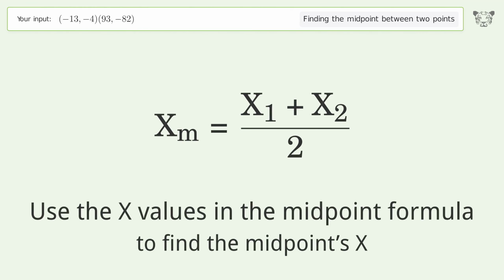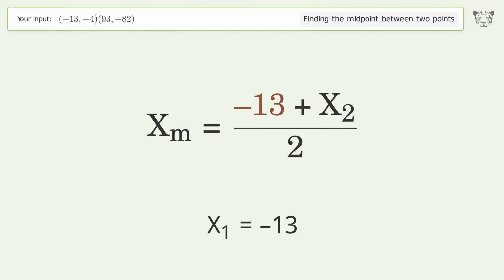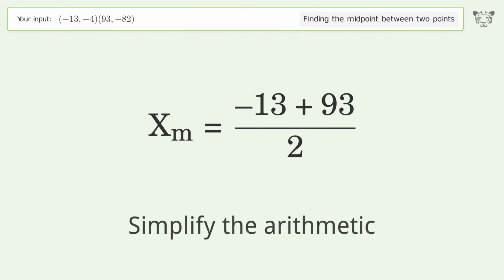Use the x values in the midpoint formula to find the midpoint's x. x1 equals negative 13. x2 equals 93. Simplify the arithmetic.